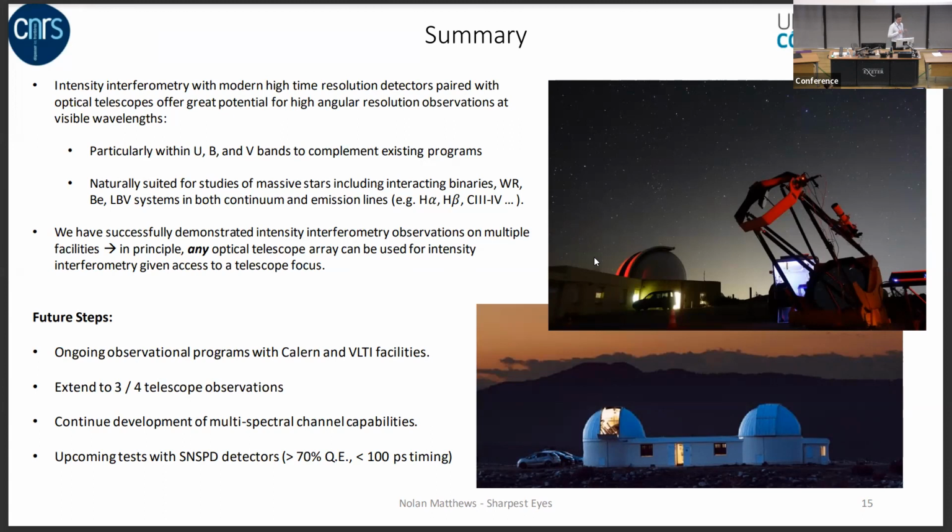Another exciting thing we're doing is to perform tests with superconducting nanowire single photon detectors, which have very, very good quantum efficiency and extremely good time resolution. So with that, I'll leave you with these nice pictures of the facilities at Calern, and I thank you for your time.